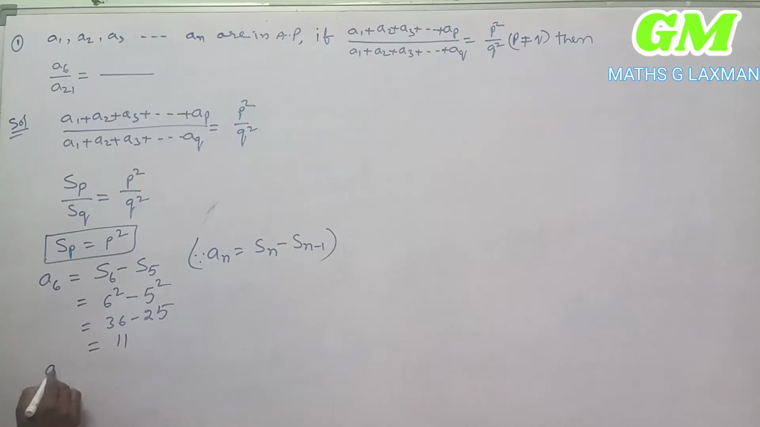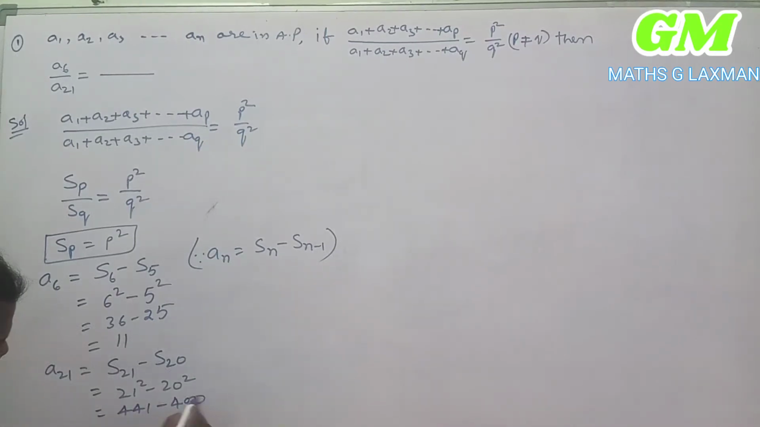Now A21. So A21 is equal to what we have? S21 minus S20. So that is equal to 21 square minus 20 square. So that is equal to 441 minus 400. So that value is equal to 41.